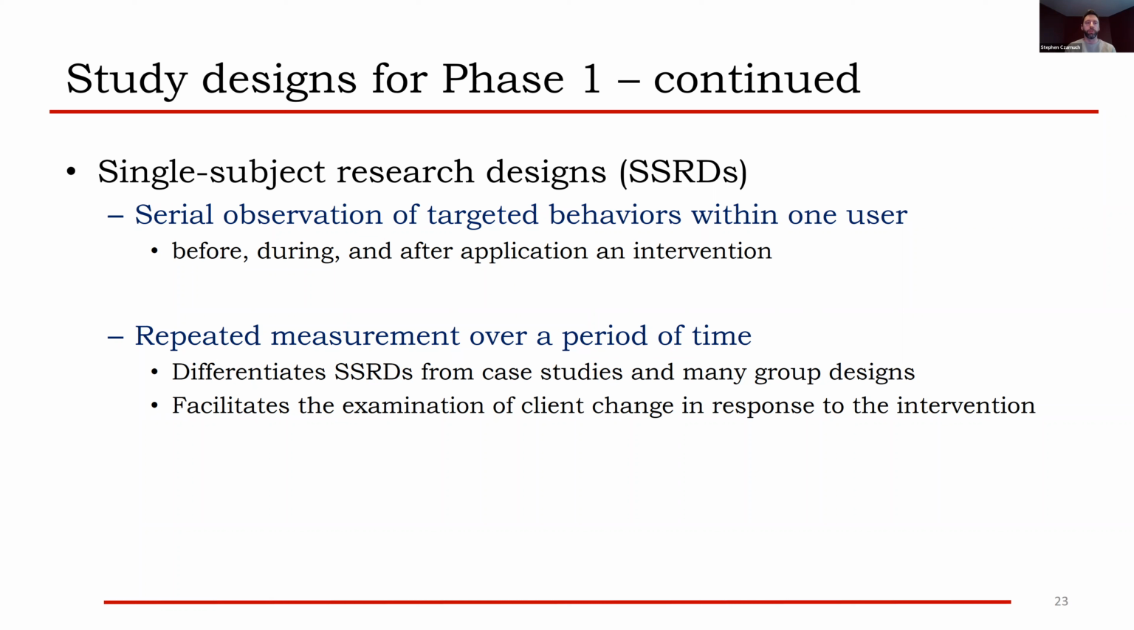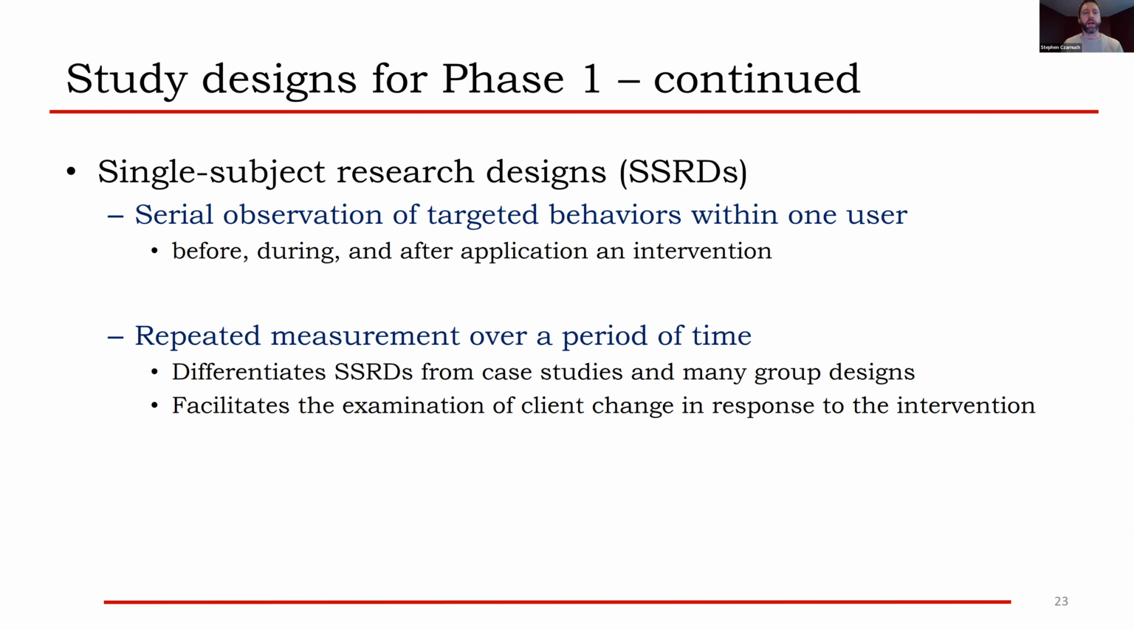So you look at a person and study them and collect actual empirical, qualitative and quantitative data before an intervention. Apply your intervention, study that person and collect data during the intervention, and then remove the intervention and see if they go back to some sort of baseline performance, and then maybe apply it a second time.